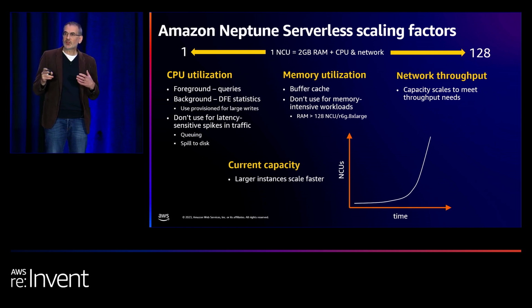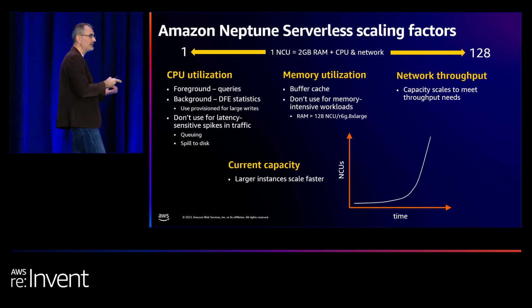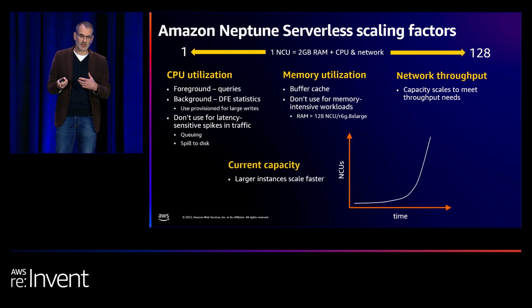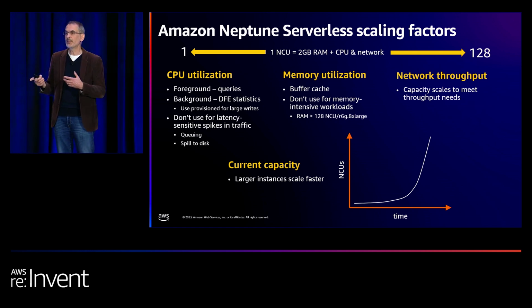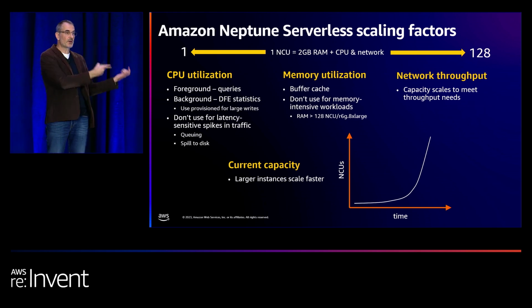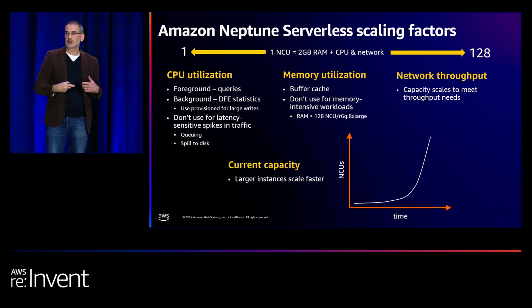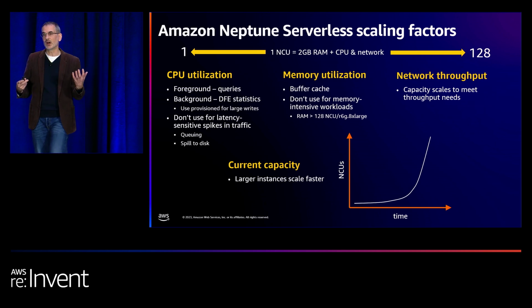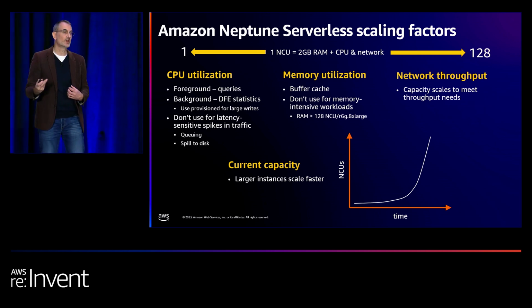So serverless scales along several different dimensions: CPU utilization, memory utilization, and network throughput. Effectively, what it's doing on a second-by-second basis is some of the stuff I was talking about a moment ago. It's looking at memory demands and CPU demands on that instance.